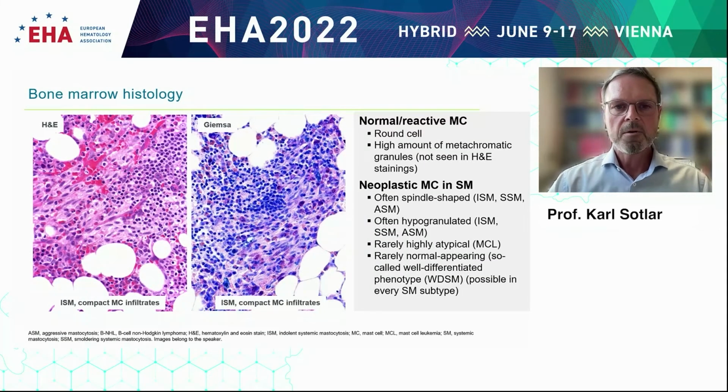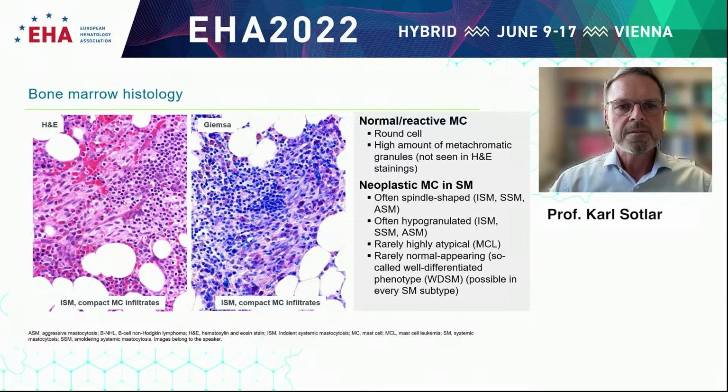The diagnostic hallmark of systemic mastocytosis is the detection of compact mast cell infiltrates. One is shown here in the right picture in a Giemsa stain. You see all these spindle-shaped cells, they are markedly hypogranulated, and you can see that this is a mixed infiltrate, also containing lymphocytes and eosinophils.